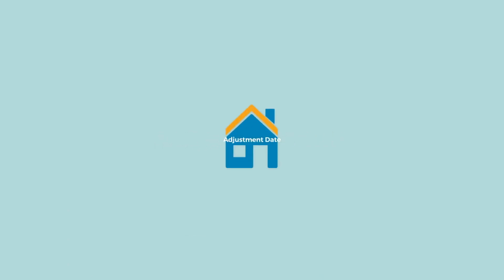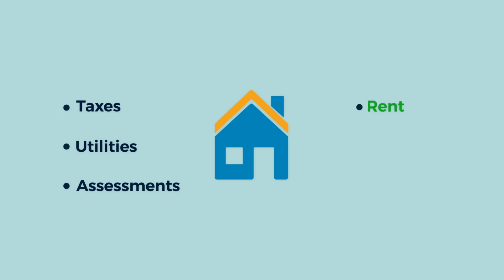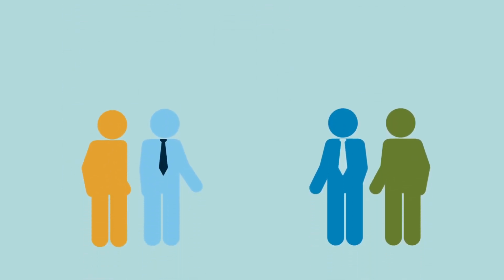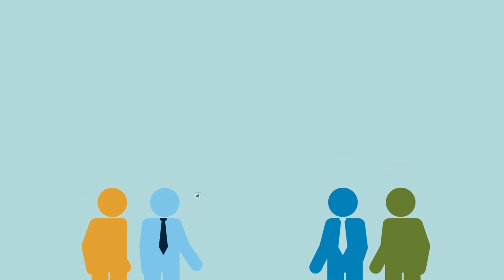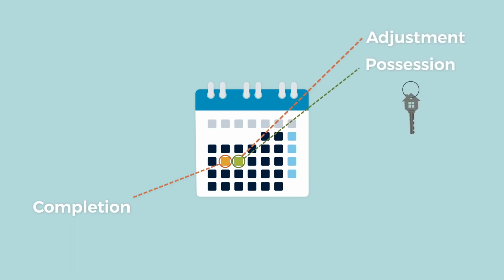Adjustment date. The adjustment date is the day that the buyer assumes and becomes responsible for the costs of the property, such as taxes, utilities, and assessments, and becomes entitled to the benefits of the property, such as rents. To reflect the change of responsibilities and benefits related to the property, the total money paid by the buyer to the seller on the completion date will be calculated so that each party is credited for its fair share. This final amount will be determined as of the adjustment date. The adjustment date is typically the same date as possession.